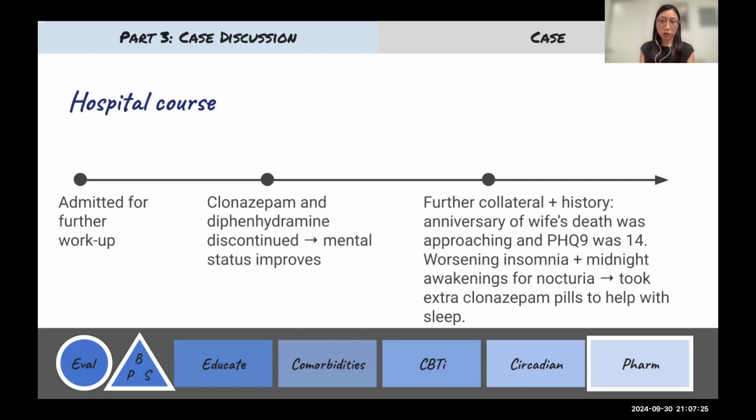When you do some depression screening, you note that his PHQ-9 is actually 14, and he does say that these feelings of depression and the grief are contributing to his difficulties with sleep. In addition, he shares that he wakes up several times overnight to go to the bathroom, and when he tries to go back to sleep, it's really hard. He'll actually take extra clonazepam pills to help him go back to sleep.